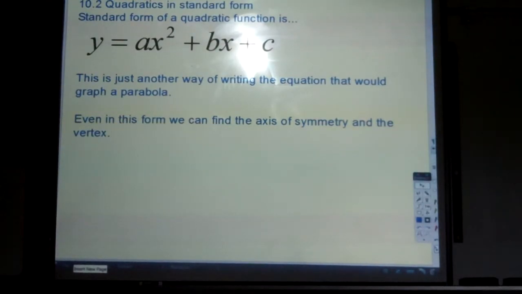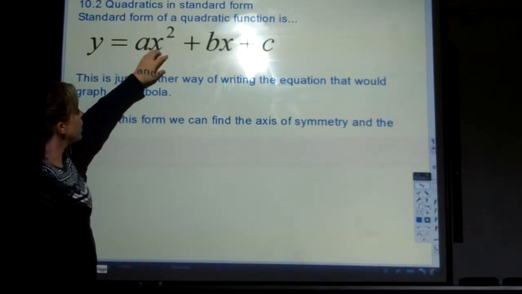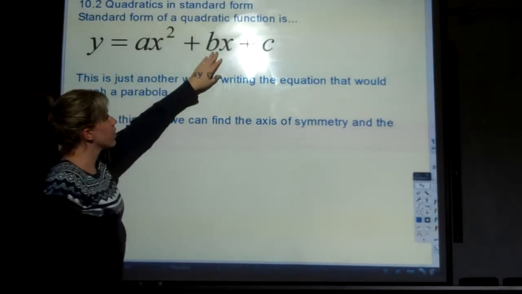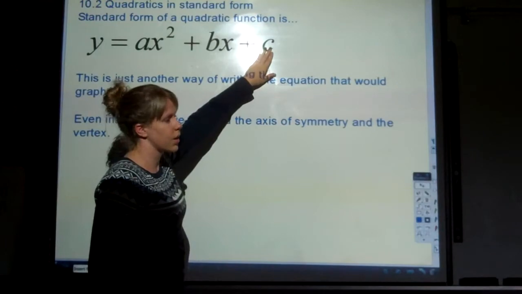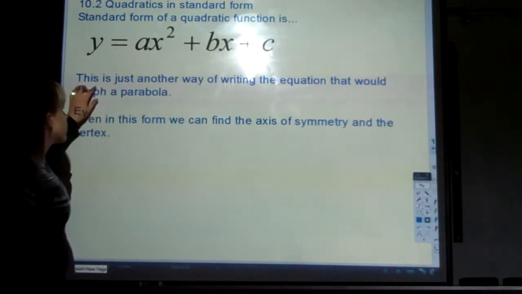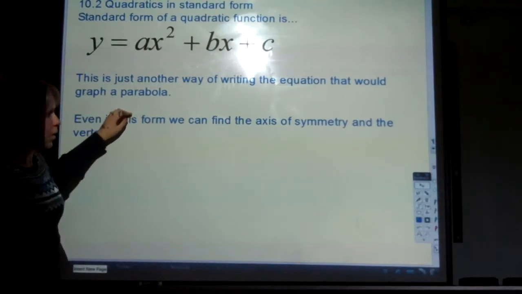Today we're going to be talking about quadratic functions, not in vertex form but in standard form. The standard form of a quadratic function is y equals a times x squared plus b times x plus c. We call that the constant. This is just another way of writing the equation that will graph a parabola.